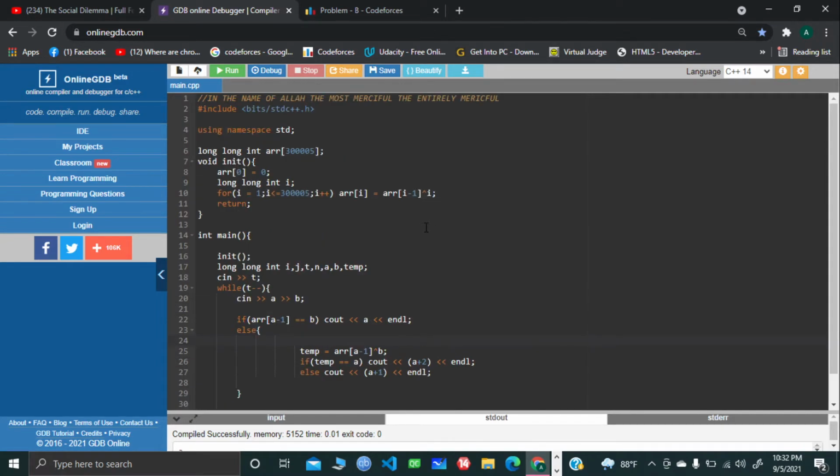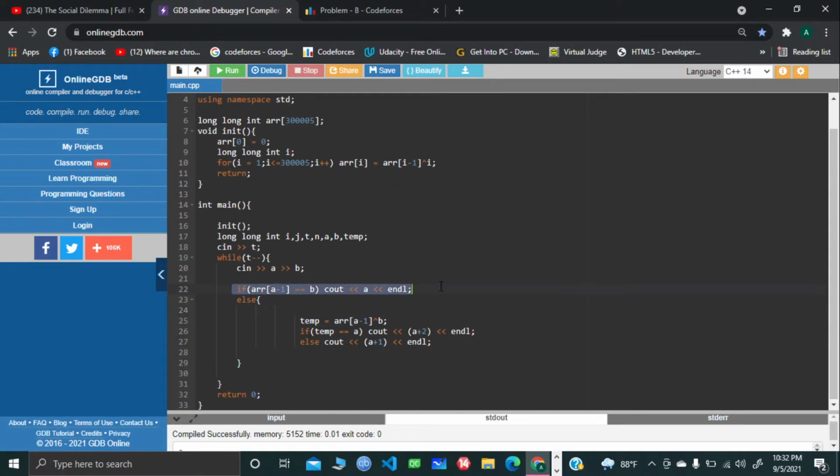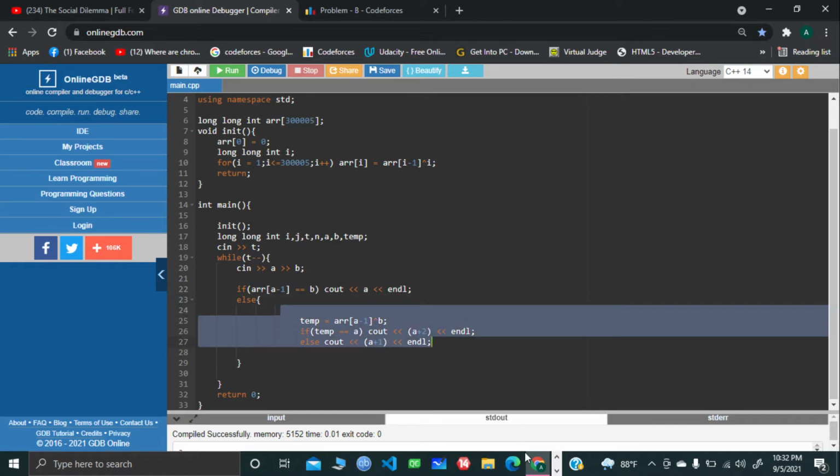Now if I take you to the code part, this is the first condition that we just talked about. Now apart from that, what exactly do we need?